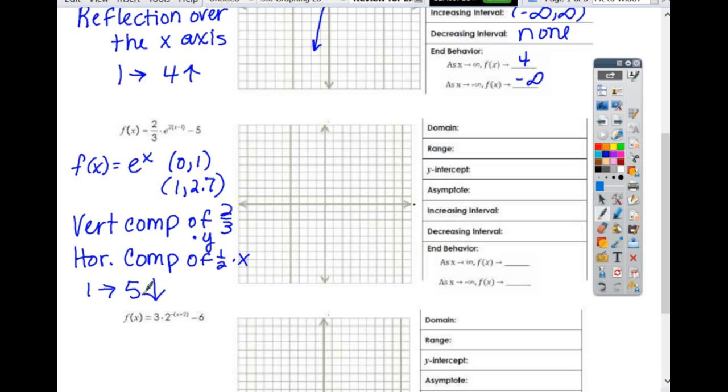So the down 5 is going to move the asymptote down 5. 1, 2, 3, 4, 5. I'm going to start with point 0, 1. So a vertical compression of 2/3 will move that here. The horizontal, it's 0, so it doesn't move. So I'm going to move 1 this way and down 5. 1, 2, 3, 4, 5.